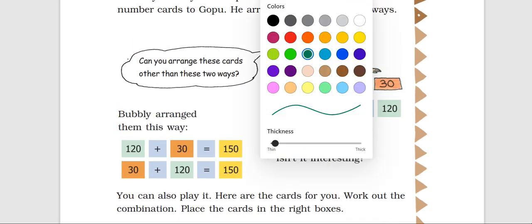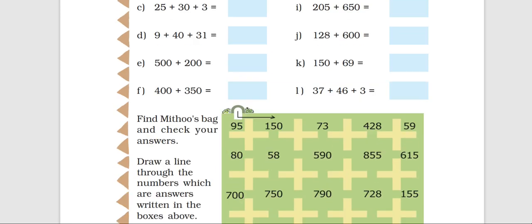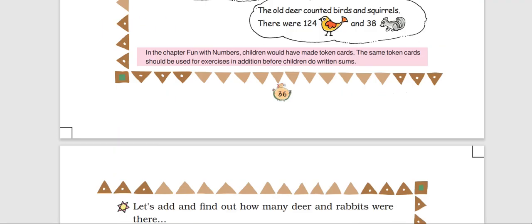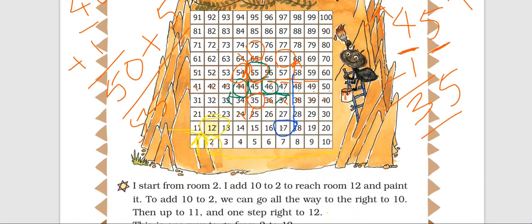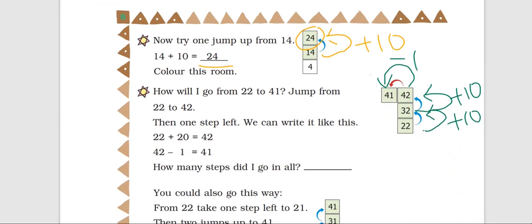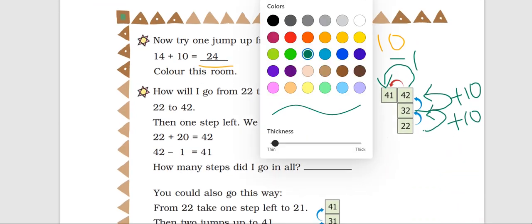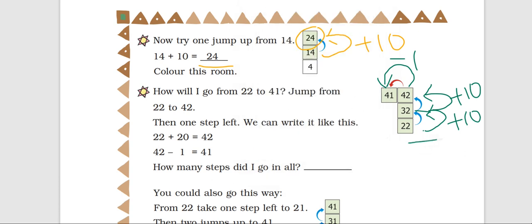Hang on, kids. I'm sorry, I navigated way too fast. Okay. Now, how many steps did we go in all? 10 plus 10 is 20. You have 2 tens. And then you subtract 1, you get 19. So, to go from 22 to 41, you took 19 steps. Okay?